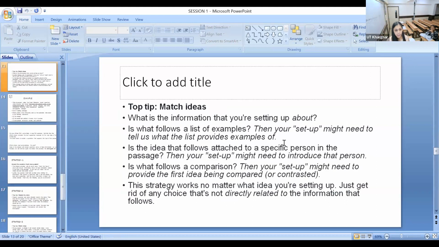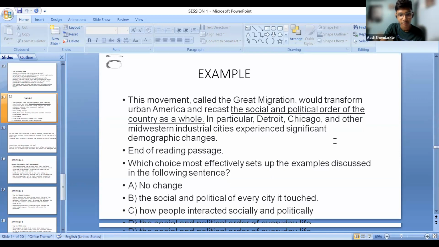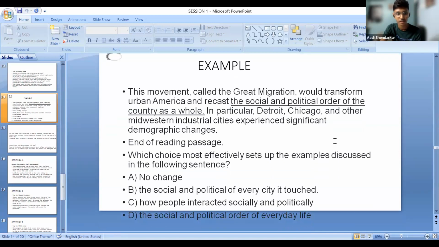Okay. So here, Adi, can you read the example, please? This movement, called the Great Migration, would transform urban America and recast the social and political order of the country as a whole. In particular, Detroit, Chicago, and other Midwestern industrial cities experienced significant demographic changes. Which choice most effectively sets up the examples discussed in the following sentence?